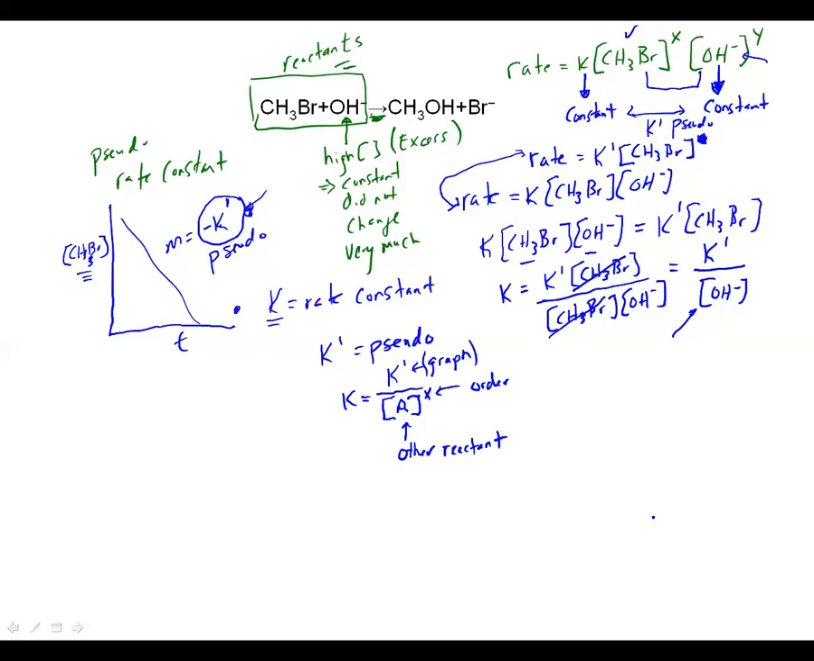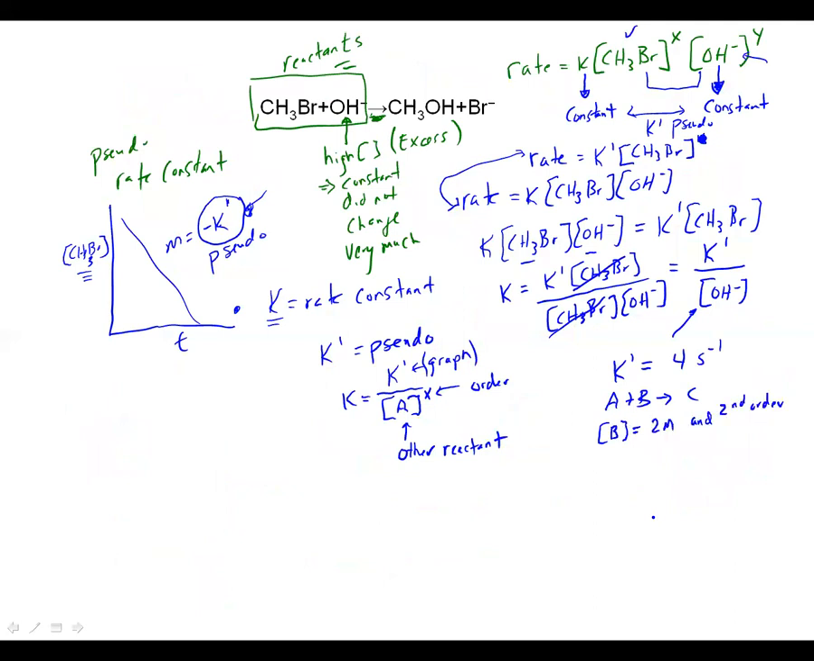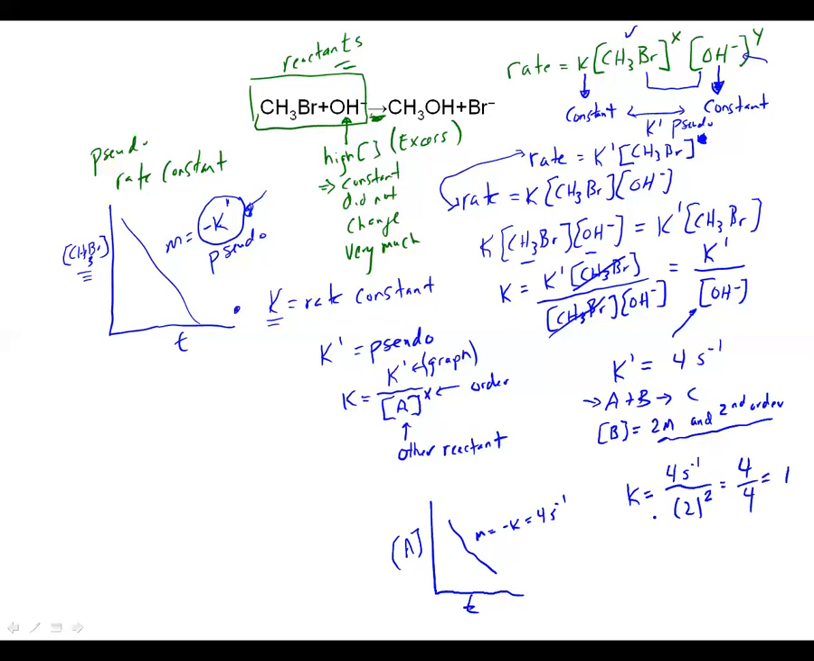So let's say that this graph is for A, and now I tell you the order with respect to A is given. I think they use different letters, A, B, C, maybe that you remember. Sometimes people get very confused when they do this sort of activity, because there are pseudo rate constants and there are regular rate constants.